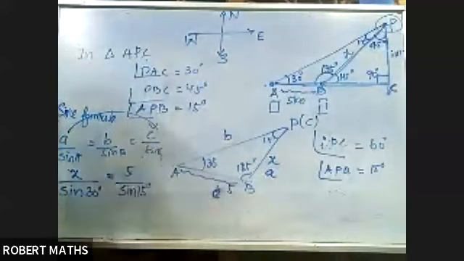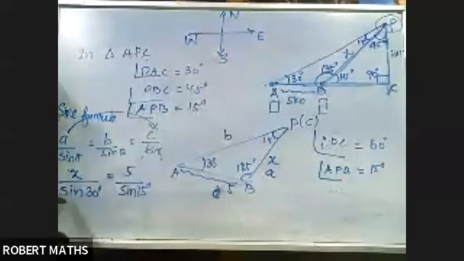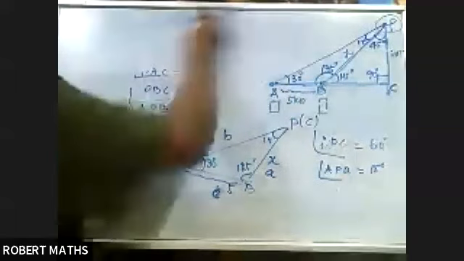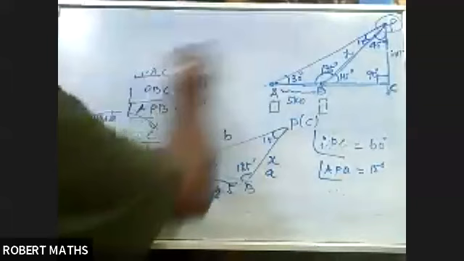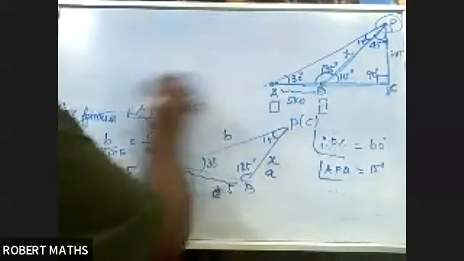Now you will get X divided by sin X. Last step. X is nothing but the distance between the intruder and the soldier B.